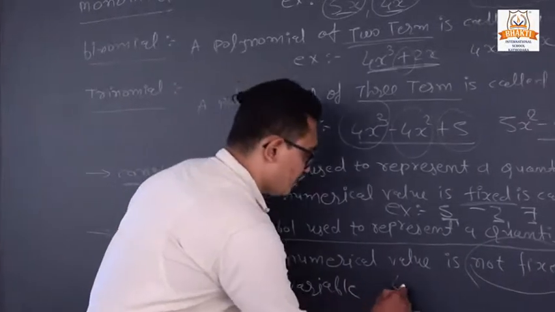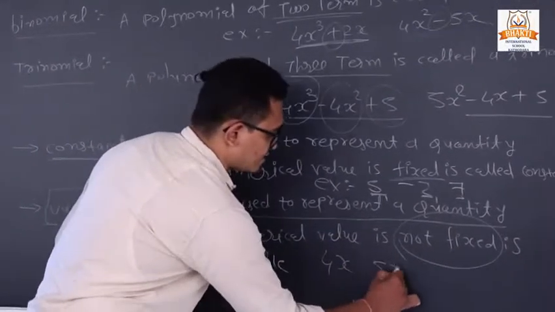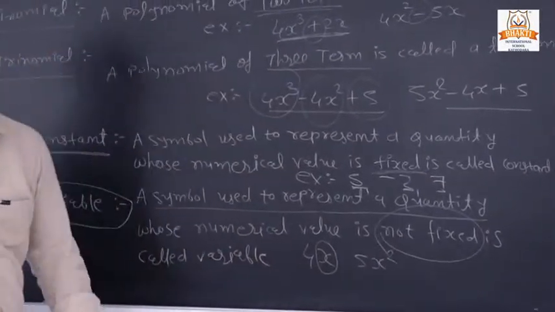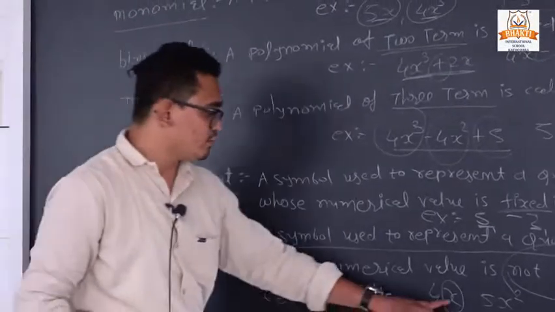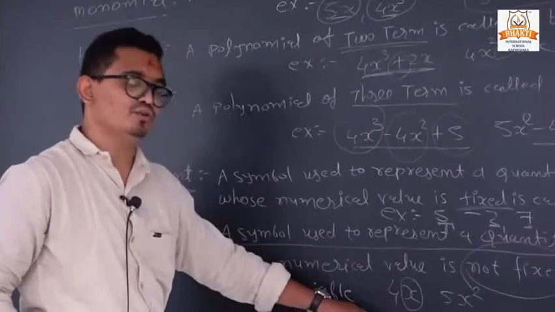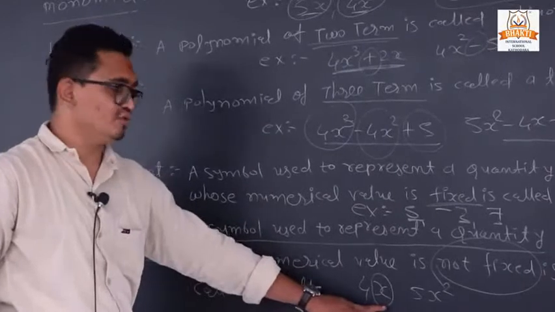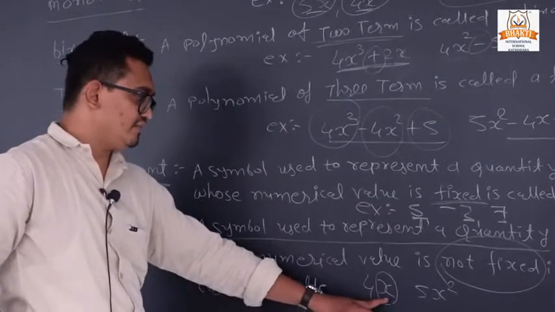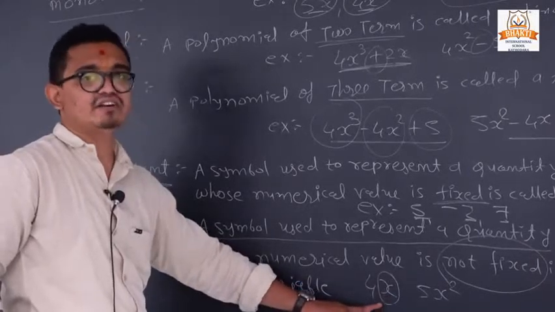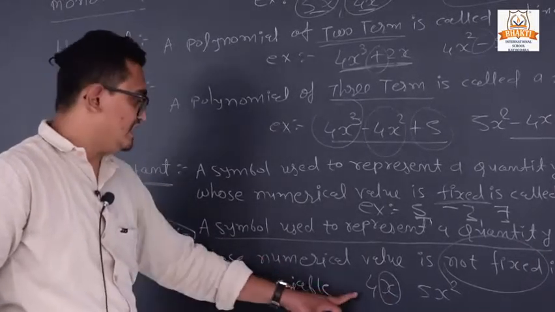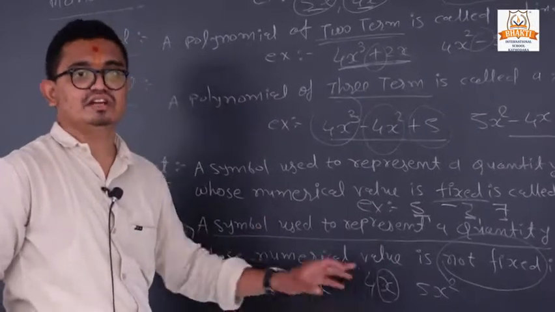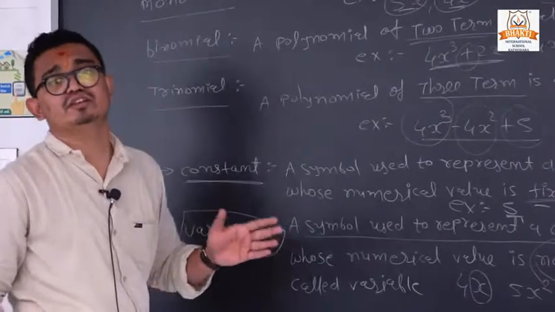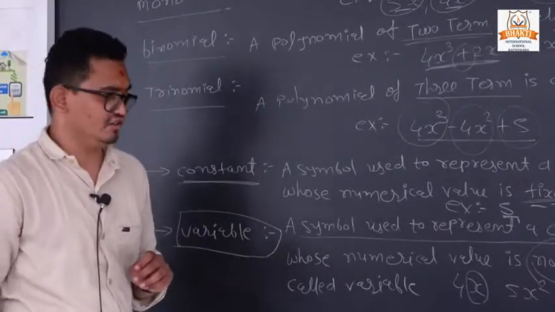Suppose we take 4x, 5x squared. See here, the value of x will change during any of the operations. Suppose we put x equal to 1, so the answer is 4. If we put x equal to 2, the answer is 8. So if we put a different value of x, we get a different answer for that algebraic expression. So it means what? A variable is one whose value does not remain fixed during any algebraic operation.